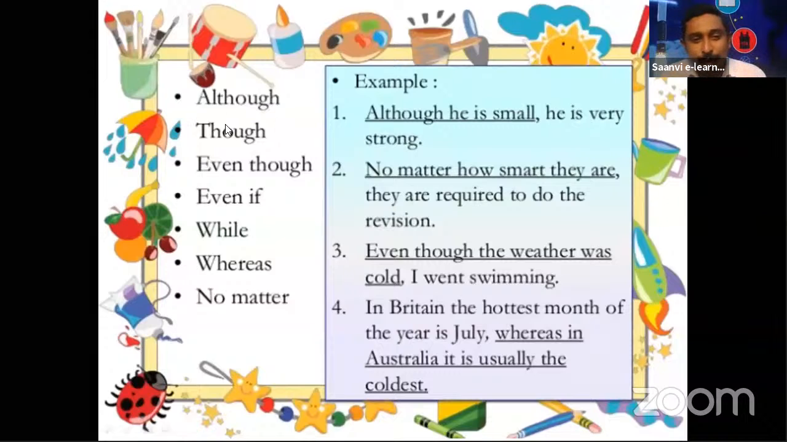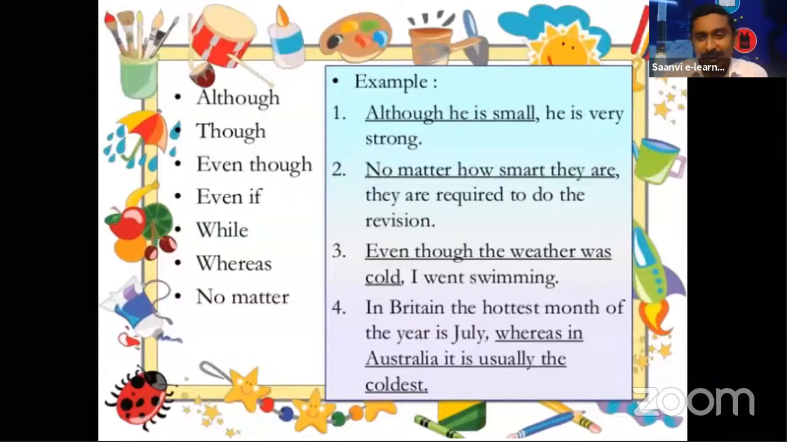We use although, though, even though. These three words are the same. What is the meaning of this? Aina kuda, we say in Telugu. Although he is small, he is very strong. Adanu chala pottiga unna kuda baga gattiga unnadu. Although he is small, he is very strong.